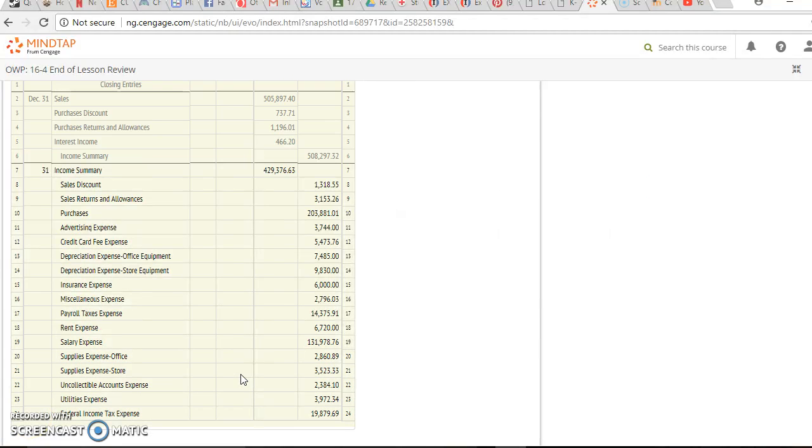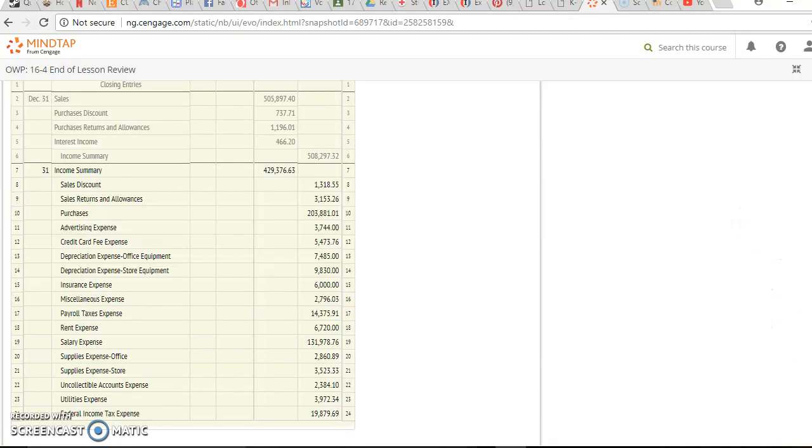Okay, so then don't forget purchases here. Purchases has a normal debit balance, so you're going to credit that account. If you add all of those up, that comes to $429,376.63, which is the total of all of the accounts with debit balances. So you're going to credit them to close them, and then debit income summary.